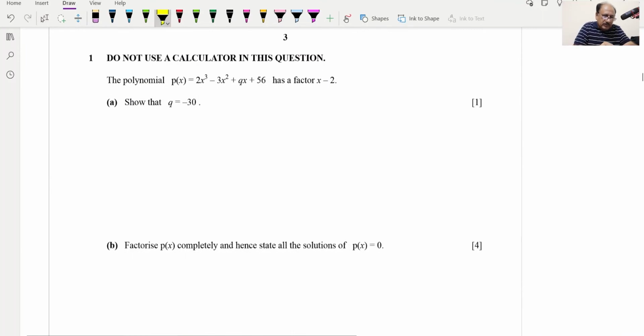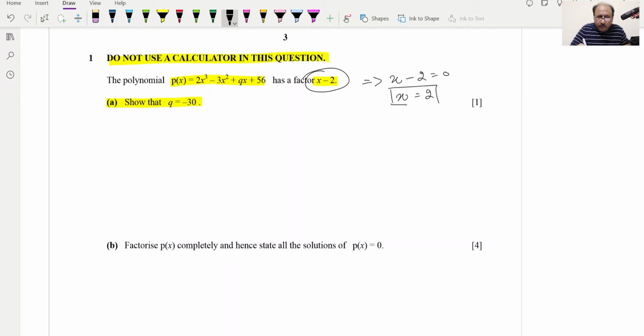Question number 1 says, do not use calculator in this question. The polynomial provided has a factor of x minus 2. Show that q is equal to minus 30. So x minus 2 is a factor, so this implies x minus 2 will be equal to 0 and x will be equal to 2.